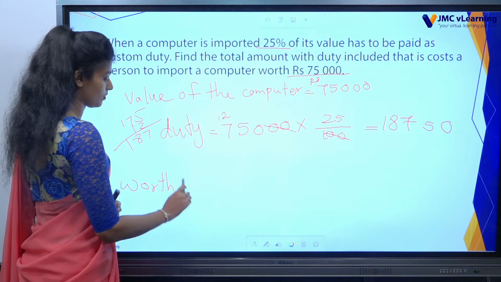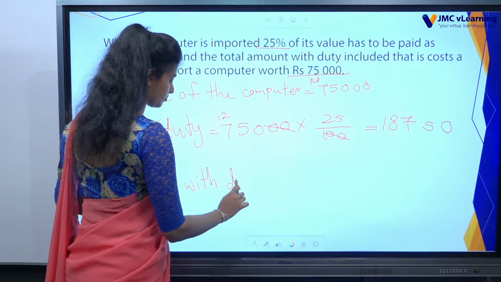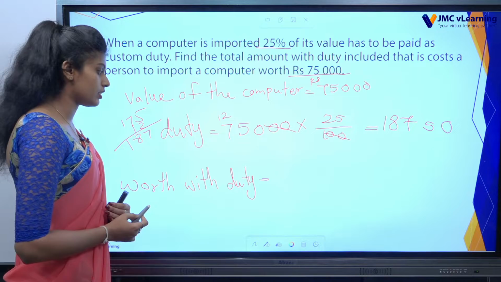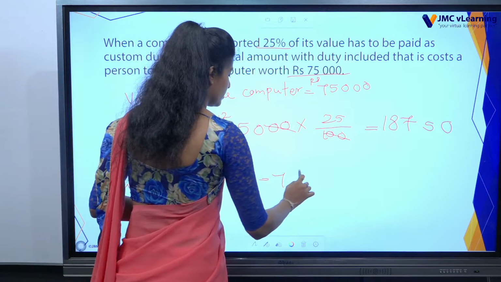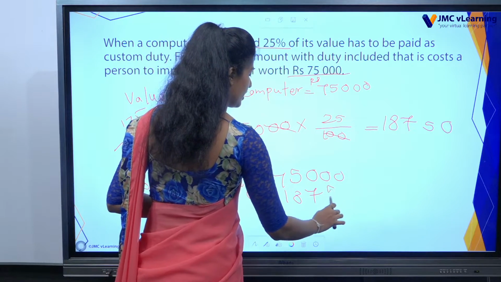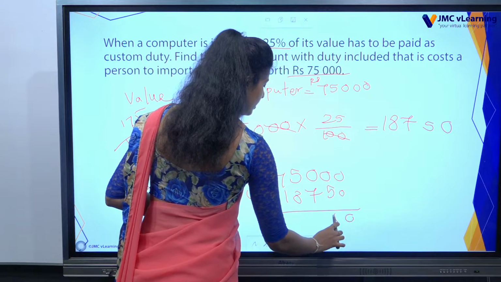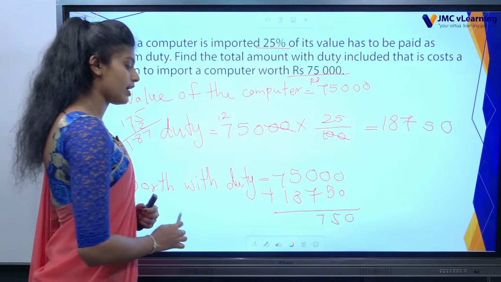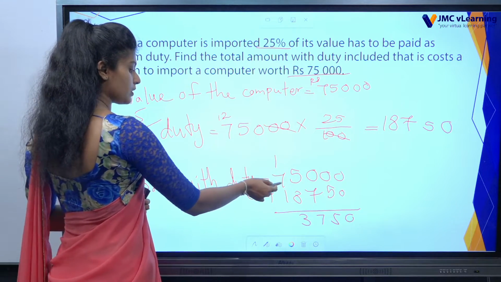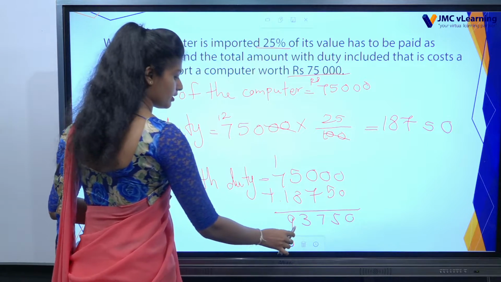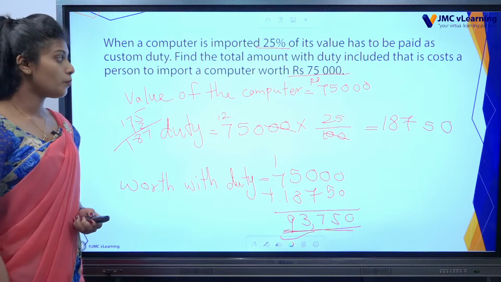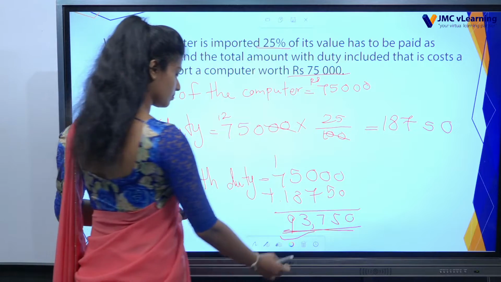Now let's find the worth of the computer with duty. So what do you have to do? The value of the computer and the duty you have to add. 75,000 add 18,750. Then what is the answer? 8 add 5, 13, put 3, 1 left. Then 7 add 1, 9. Then 93,750. That is the worth of the computer with the duty.